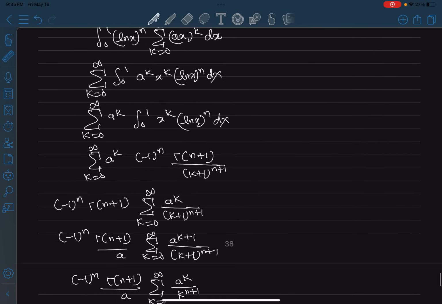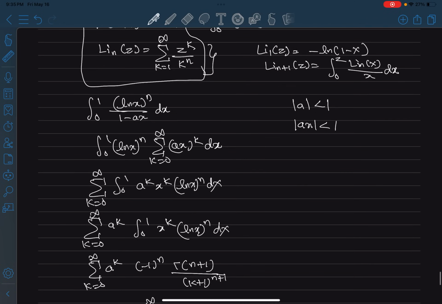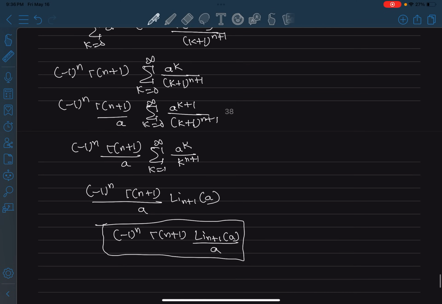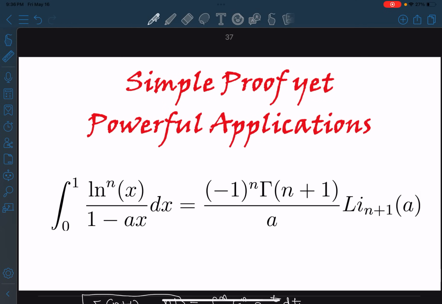Yeah, that's right. So just to summarize, we used the geometric series, then the gamma function and the definition of the polylogarithm function, and that's it. It was such a simple proof, but in my next video, while I'm doing an integral, this simplifies the problem so much, and the problem just becomes child's play. So yeah, you will see in the next video.